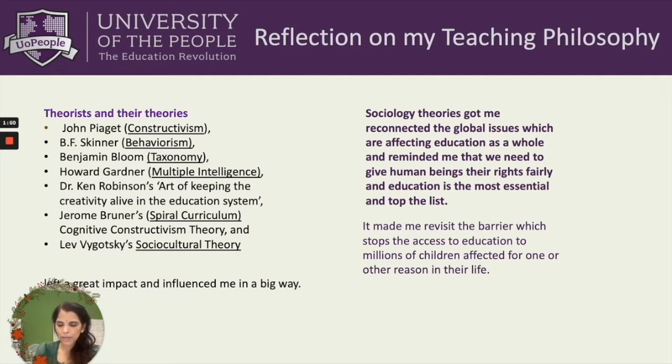I'm trying to apply the instructional models in the classroom from what I have learned and remember about these philosophers. Sociology theories reconnected me to global issues. Sustainability is one of the latest and most crucial issues that needs to be addressed urgently. Barriers to learning and gender justice are affecting education as a whole and reminded me that we need to give human beings their rights fairly, and education is most essential at the top of the list. It made me revisit the barriers which stop access to education for millions of children, affected for one reason or another in their real lives.